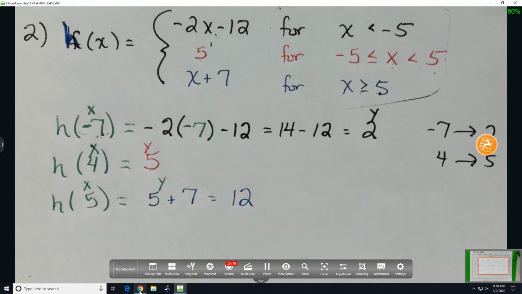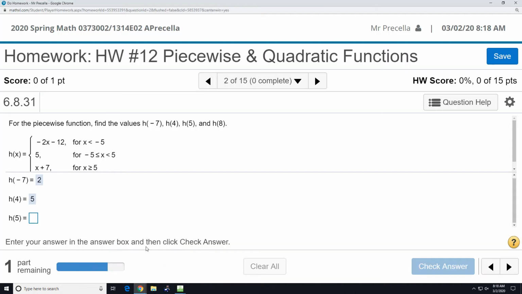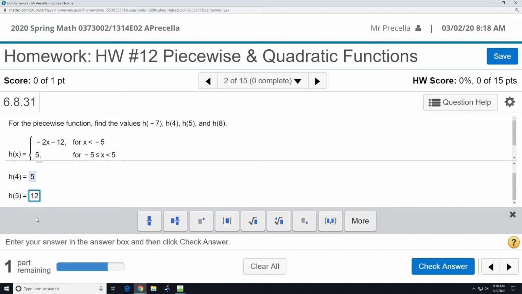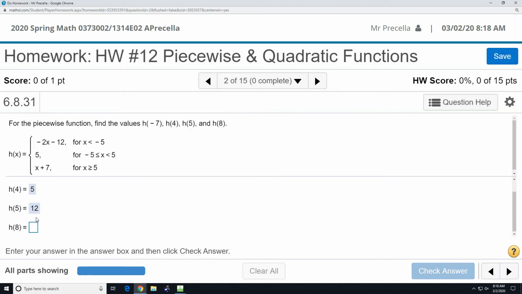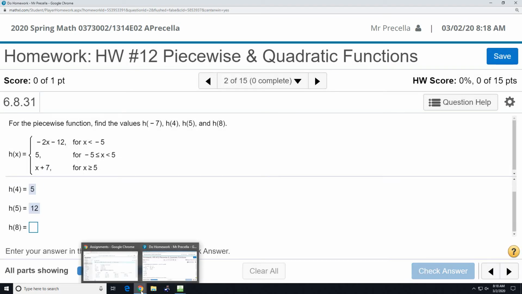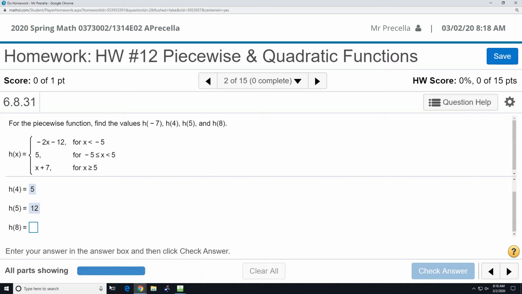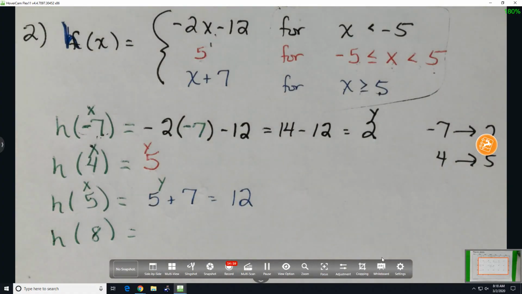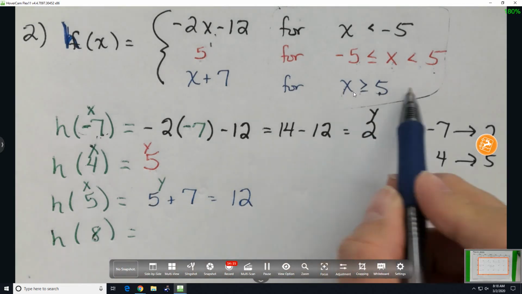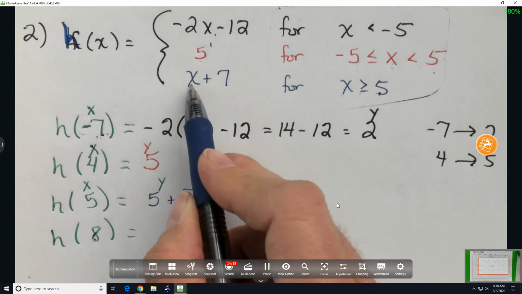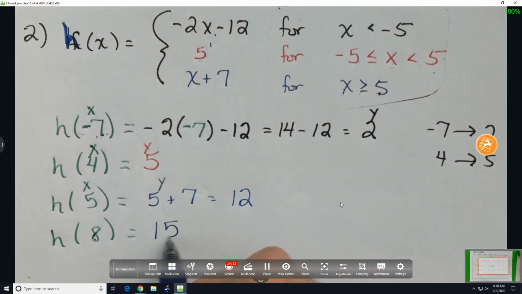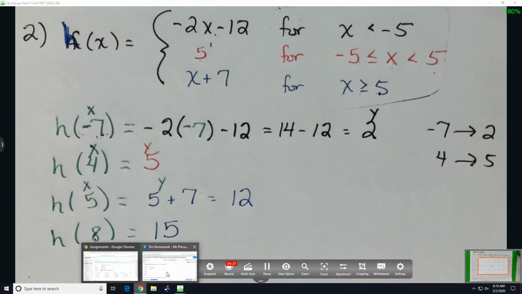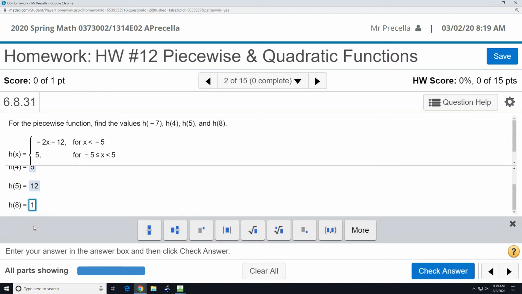Y'all see how I'm choosing which one to plug into. It's sort of unfortunate that it looks like it's just going first rule, second rule, third rule. Well, see, what's this next one? H of 8. Which one would I plug into there? The blue one? The x value is bigger than 5, isn't it? Yes. So 8 plus 7, 15. And that finishes the problem.